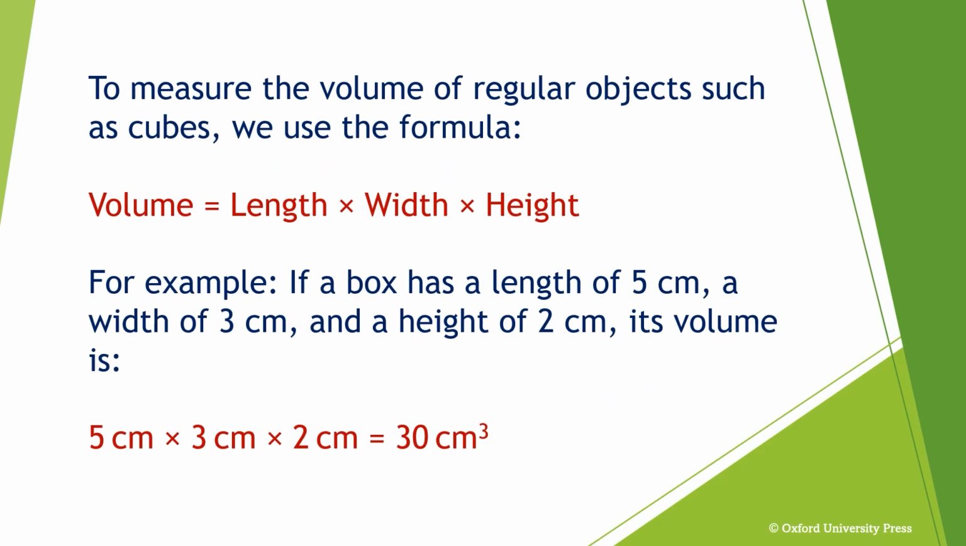To measure the volume of regular objects, such as cubes, we use the formula volume is equal to length times width times height. For example, if a box has a length of 5 cm, a width of 3 cm, and a height of 2 cm, its volume is calculated as shown here.